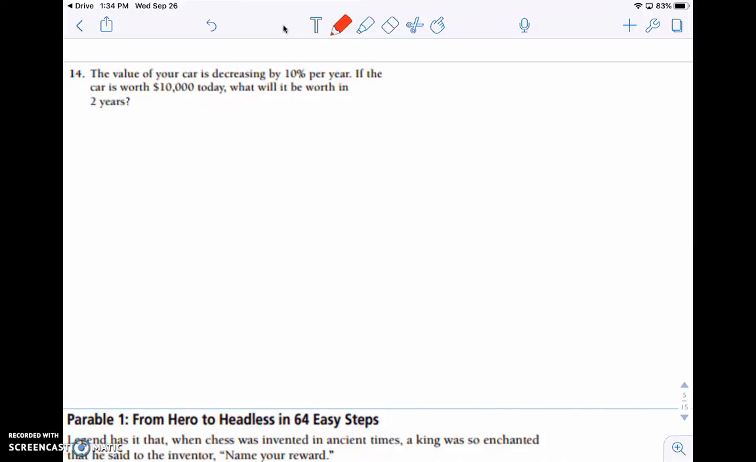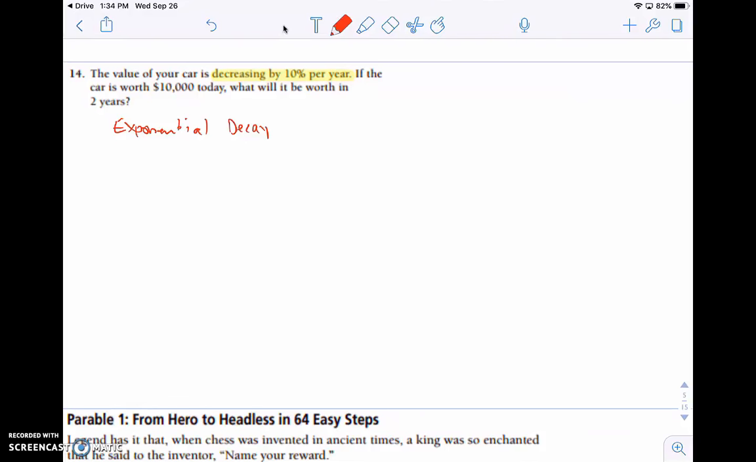This next one, we have the value of your cars decreasing at 10% per year. So this is going to be exponential as well. I didn't write that above, but that was exponential growth. This is going to be exponential decay because we're decreasing by 10% per year. So if the car is worth $10,000 today, what will it be worth in 2 years?